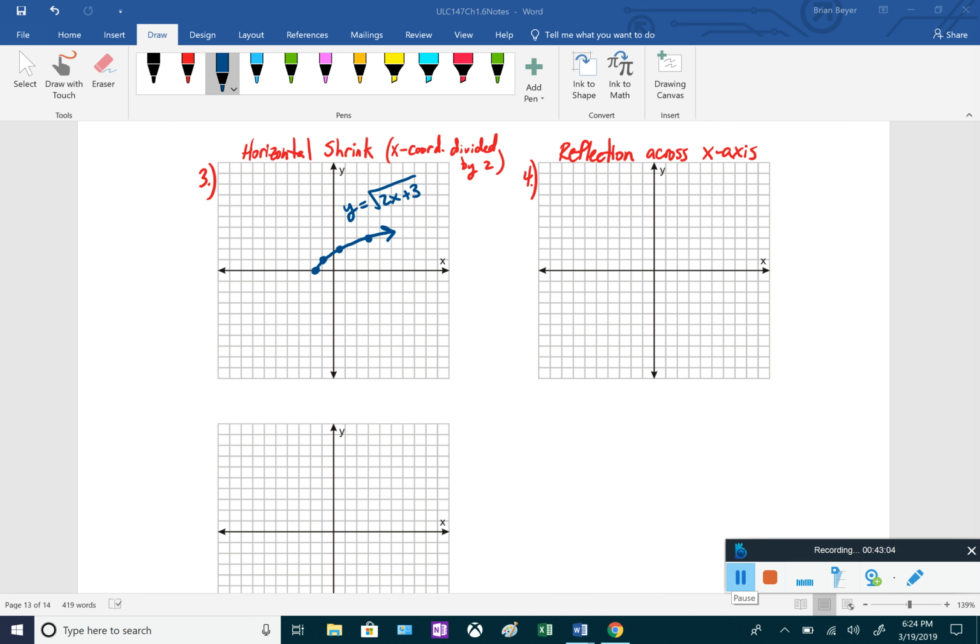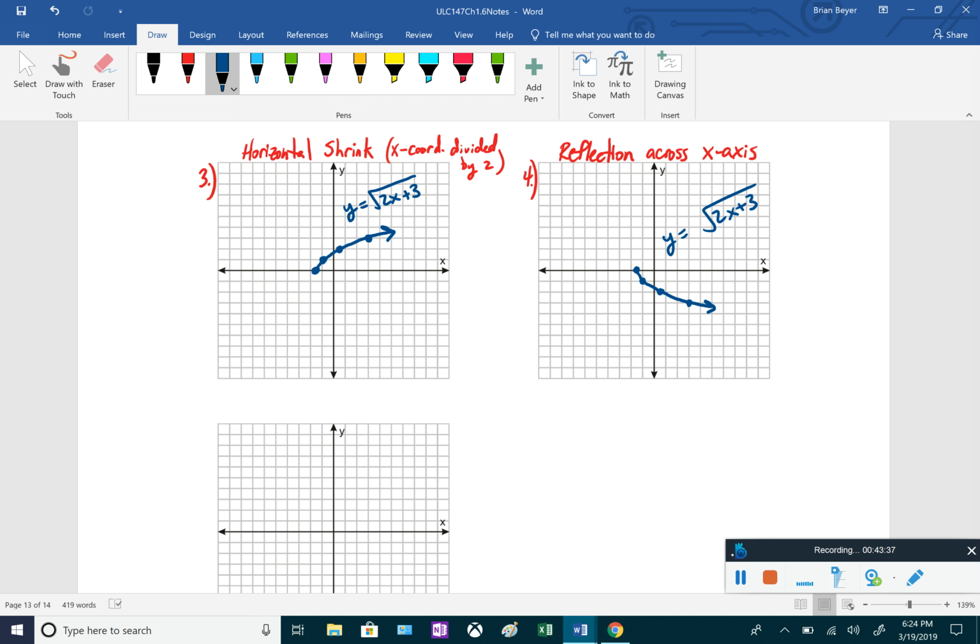So what that means is we take all of the y values from the previous one and we negate them. So the one on the x-axis stays the same. We negate this y value right here. We negate this one down here. And negate this one right here. So we reflect it over the x-axis. And we get this. So now this is negative square root 2x plus 3.